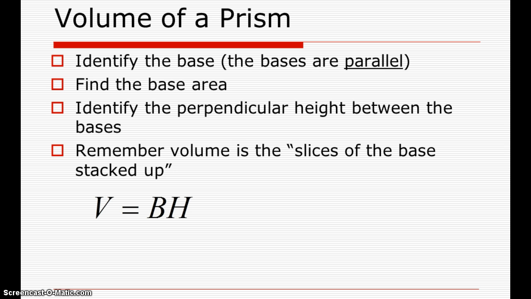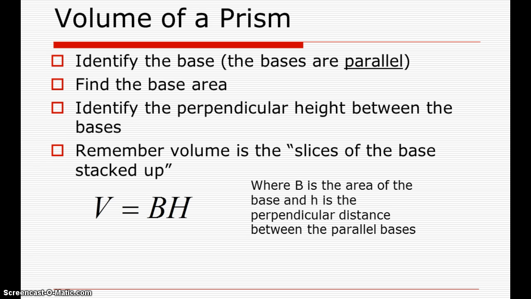So the volume of a prism is big B times big H. Now the big B stands for the area of your base. And the reason why we put it as a big B is because our bases can be anything, a hexagon, a pentagon, a square, a triangle. So first you have to identify what the base is and find the area of it. Then the big H isn't the height of your base, it's the height between your bases. That's how many slices we've stacked up. So remember, if you're going to use these equations, you need to know what they mean. And remember, height is always perpendicular. So it's going to be the perpendicular distance between those two parallel bases.